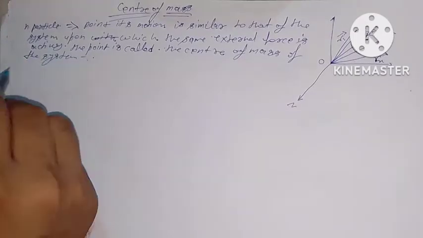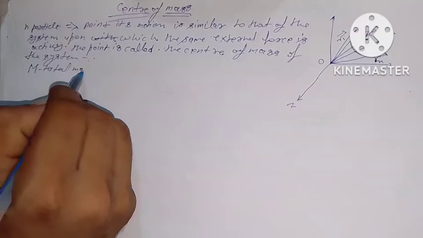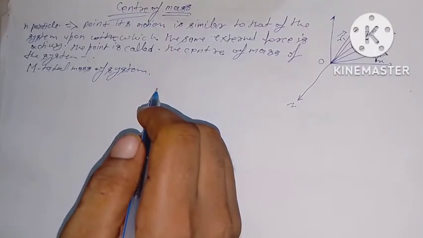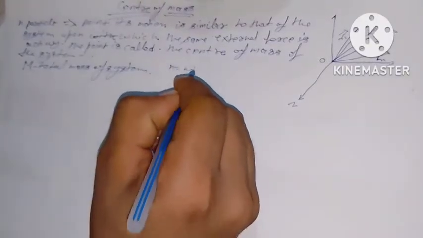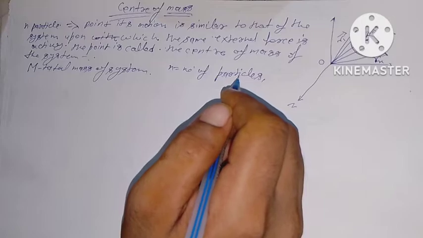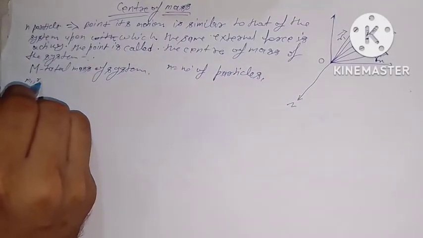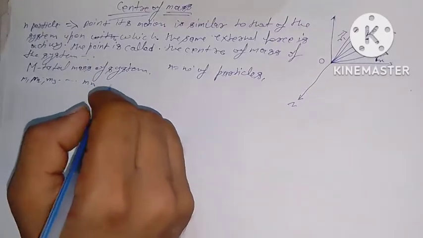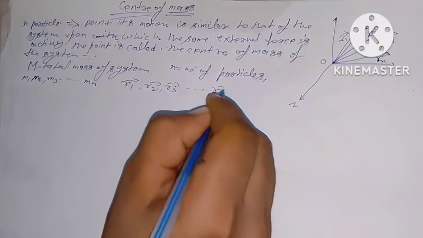Suppose we have a system of total mass capital M, the total mass of the system, and n particles are mass points of masses m1, m2, m3, ... mn, where n is the number of particles, whose position vectors are represented by r1 vector, r2 vector, r3 vector, ... rn vector respectively.